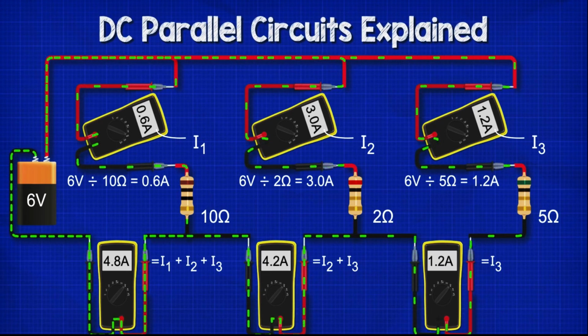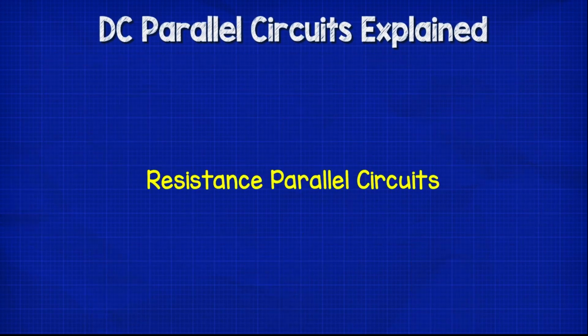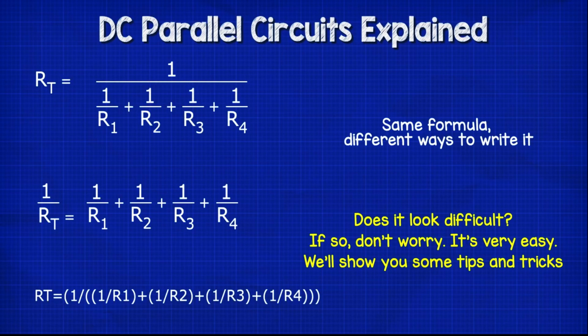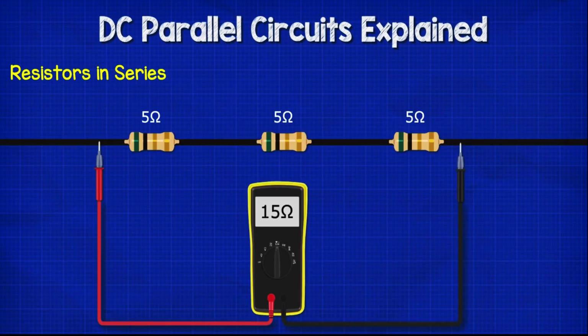Okay, so how do we calculate the total resistance in a parallel circuit? This is the part which people struggle with the most. It looks difficult because of this formula, but it's actually very easy and I'm going to show you how. In a series circuit, the total resistance of the circuit was the resistance of each component just added together.